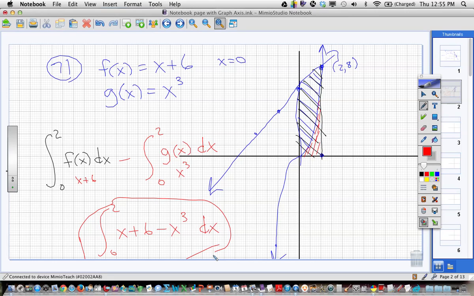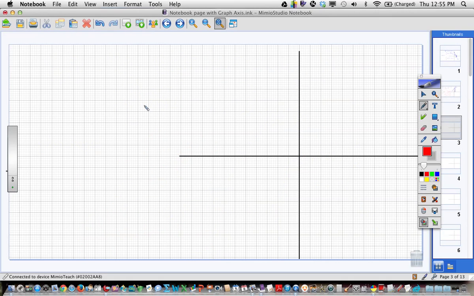Okay, were there any others in the book there? I want to talk about the packet real quick, but any in the book? Any others in the book? 62? Okay, let's look at 62 real quick.